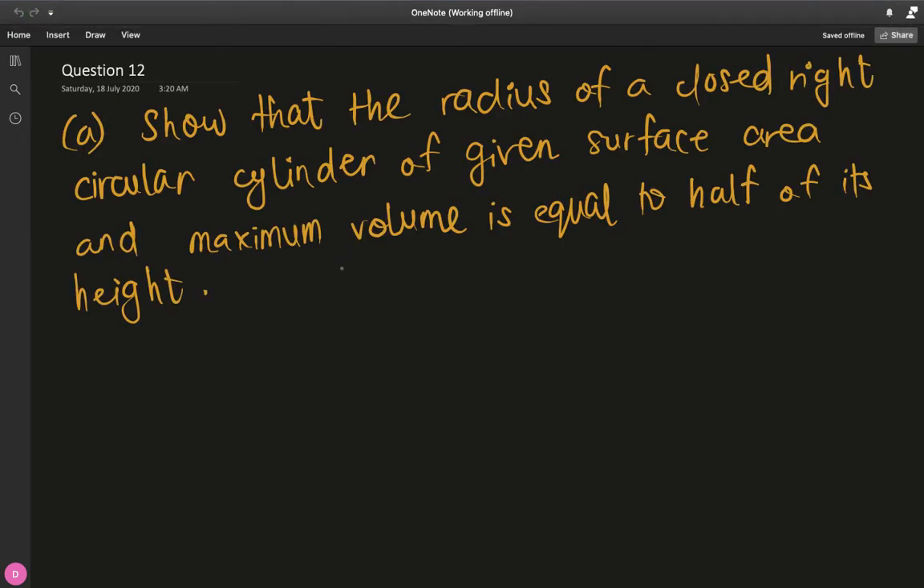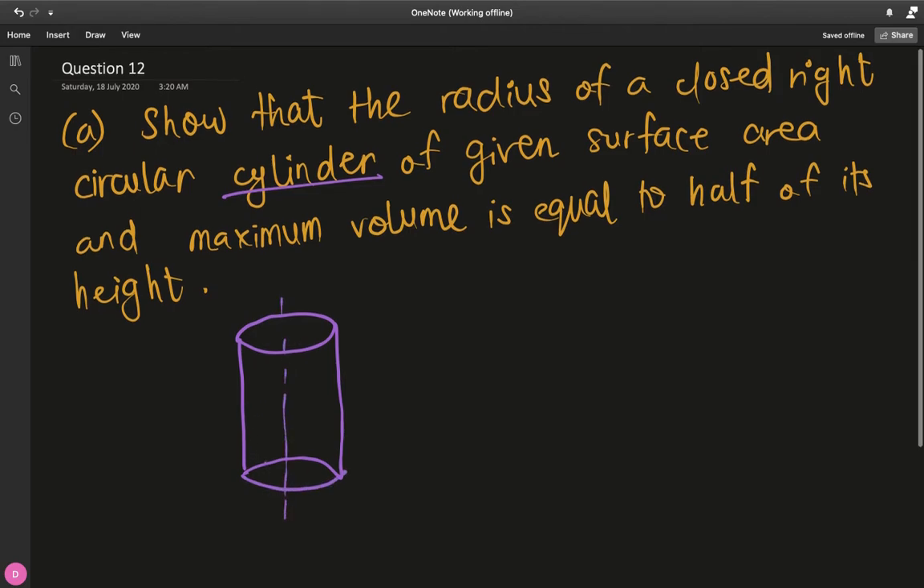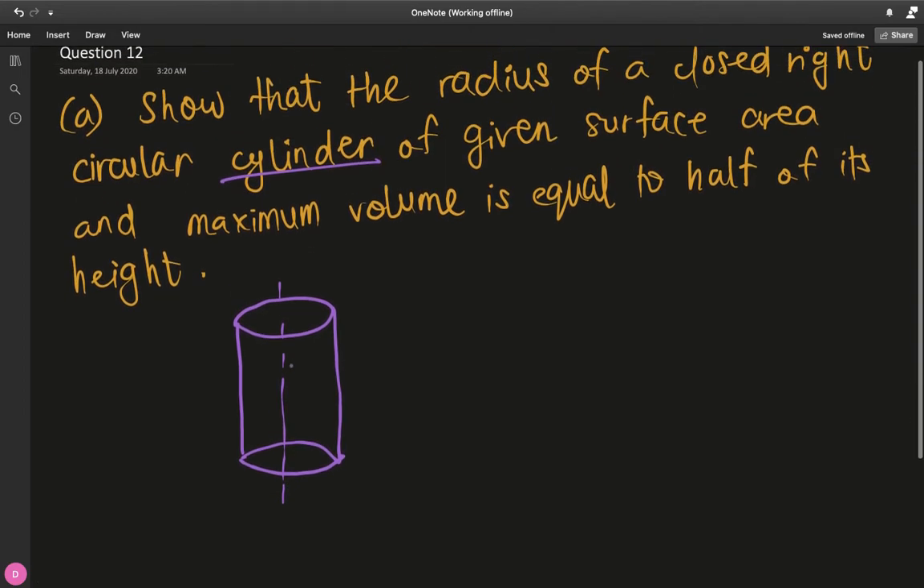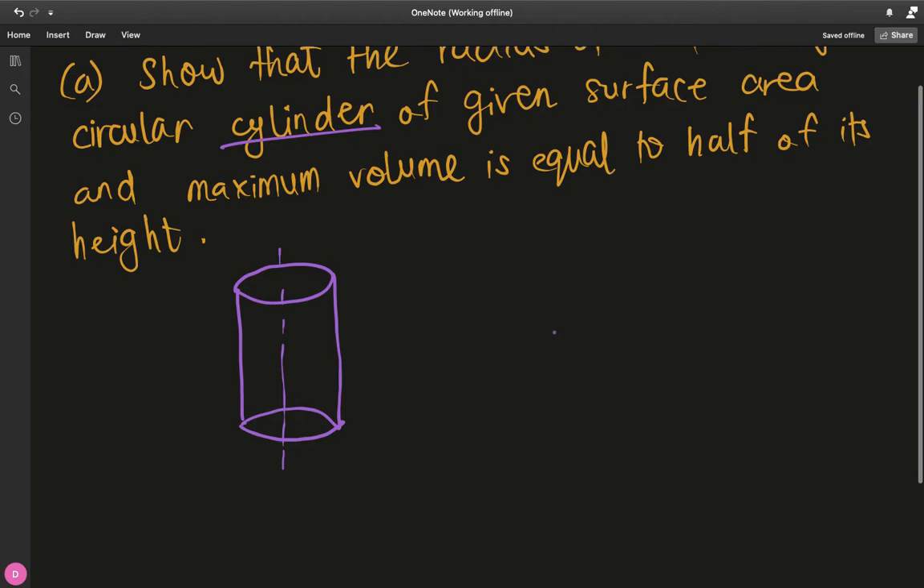Okay, so moving on to question number 12. Again, it had two options, A and B. Let's do both. Option A: show that the radius of a closed right circular cylinder of given surface area and maximum volume is equal to half of its height. First things first, we know it's a regular cylinder, so draw that up. Consider this to be your cylinder, for example, of a given surface area.